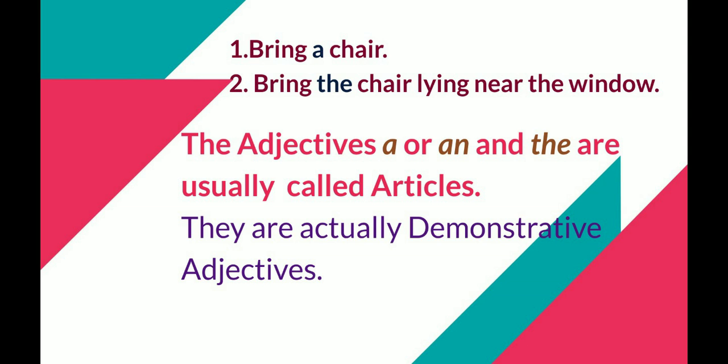Demonstrative adjective means pointing out something. See, we are pointing out a chair. In first sentence, bring a chair. That means we are pointing out a chair and we are telling to bring them, right? Bring it. So again, just like this in number 2, bring the chair lying near the window. Here we are pointing out a particular chair and it is said to be brought, right? So we can say that articles are actually demonstrative adjectives, right?